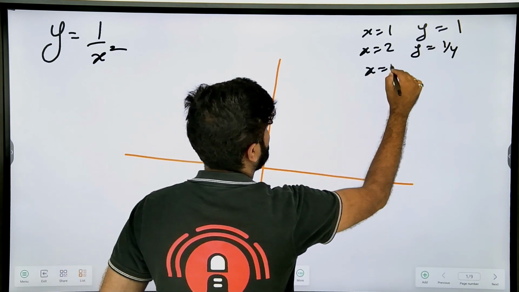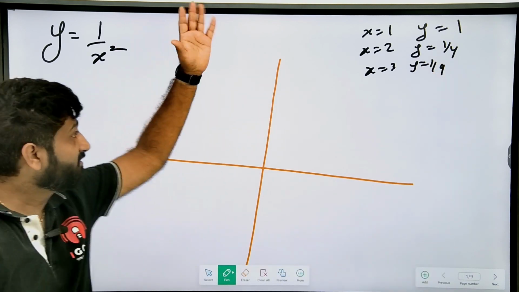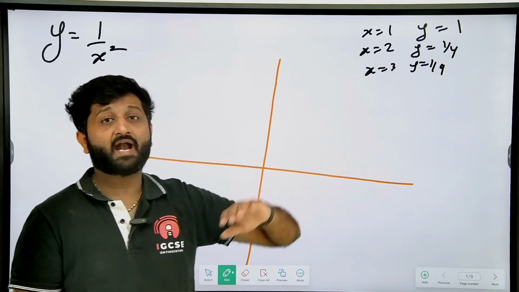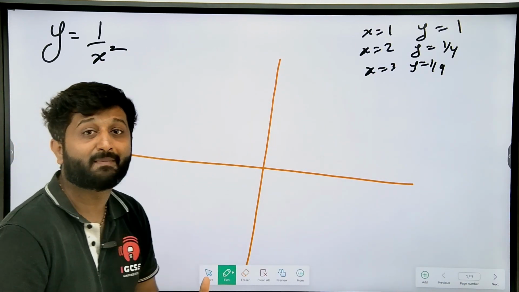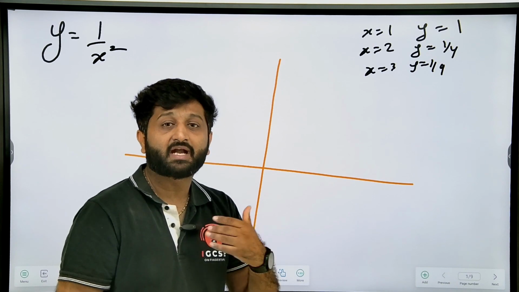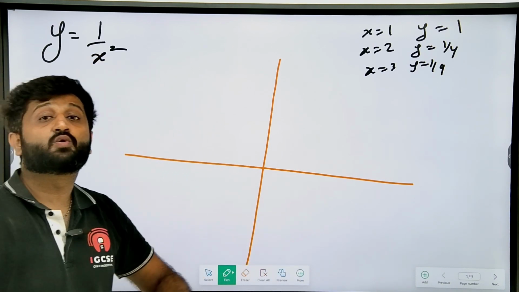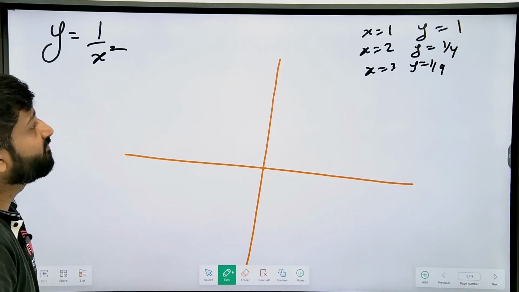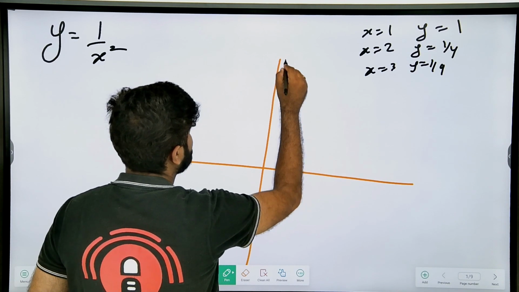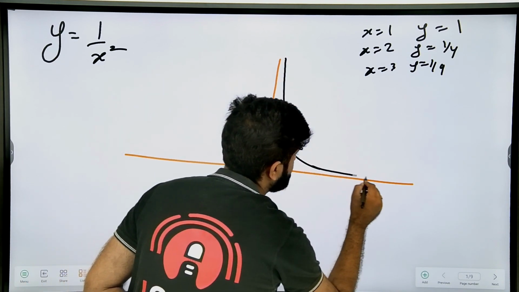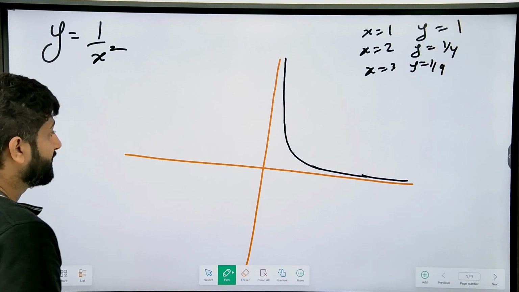When x is 3, y is going to be 1 by 9. The value of y is reducing at an even more rapid pace than the previous one, which was 1 by x. Why is it reducing at an even faster pace? Because we have 1 by x square, right? So the value of y would reduce drastically. With each increase in x, the value of y would reduce significantly, right?